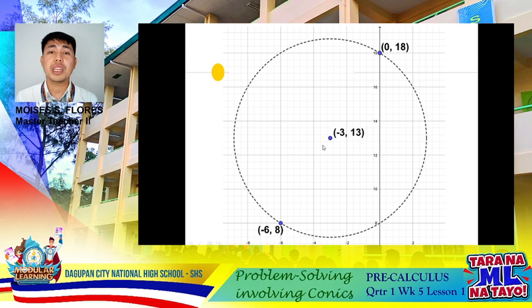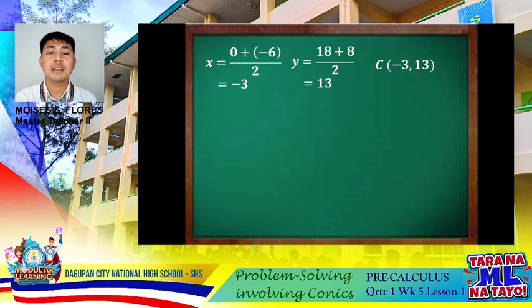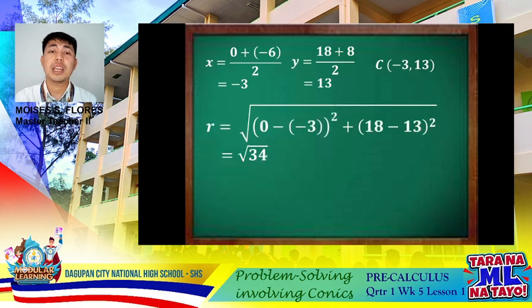Now that we already have the coordinates of the center of your circle, the next thing to consider is the length of your radius, okay? So again, from our distance formula, it's just a matter of what? Substitution from our coordinates of the center, and of course, another point that is (0, 18). So there you have it. And then of course, our answer is square root of 34.